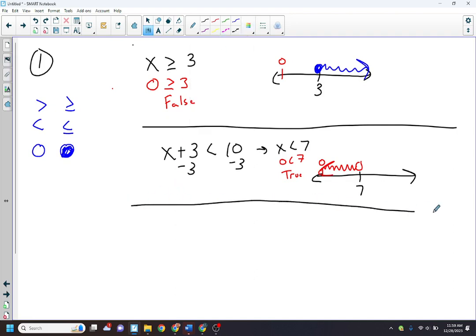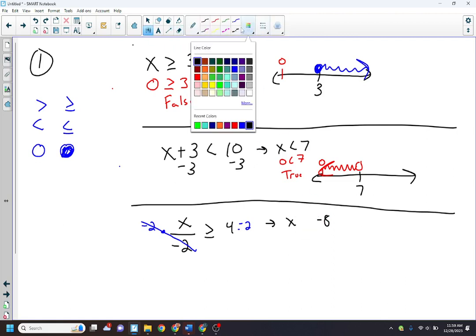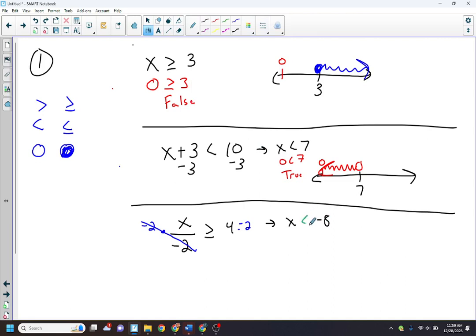The one rule you do need to remember is when you divide or multiply by a negative, you have to flip the sign. So in this case, I'm multiplying by -2 on both sides. So I end up getting x is greater than or equal to -8. But it's not going to be greater than or equal to. You have to flip the sign. So it's going to be less than or equal to -8.